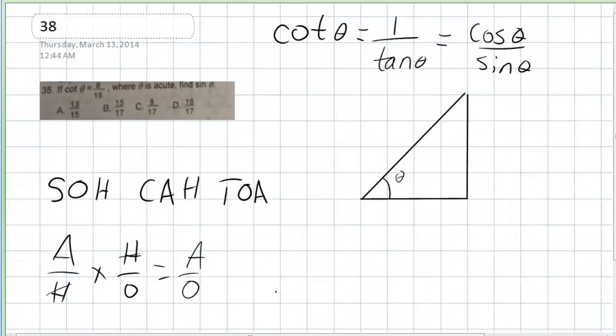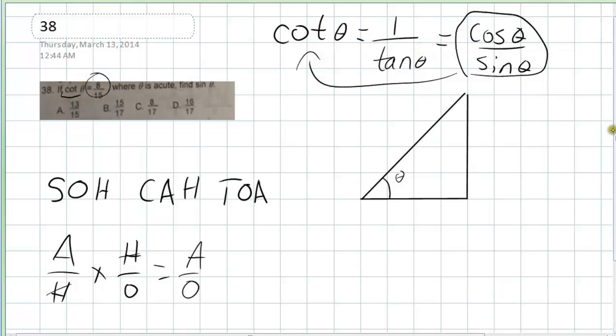Question 38 says, if cotangent theta equals 8 over 15, where theta is acute, find sine theta. I've written out a few things that we should take into account before we go on to answering the question. This is talking about cotangent. Remember that cotangent of theta is the same as 1 over tangent theta, which is the same as cosine theta over sine theta. So this cosine theta over sine theta is what they're giving us, and they told us that it's 8 over 15.